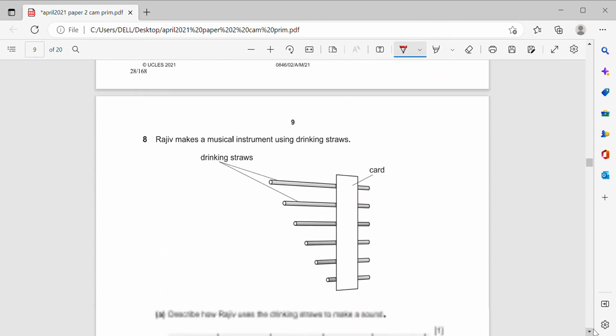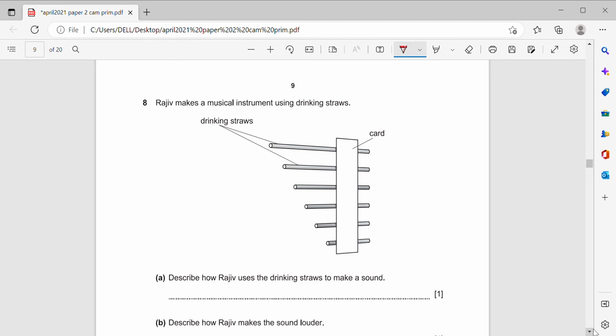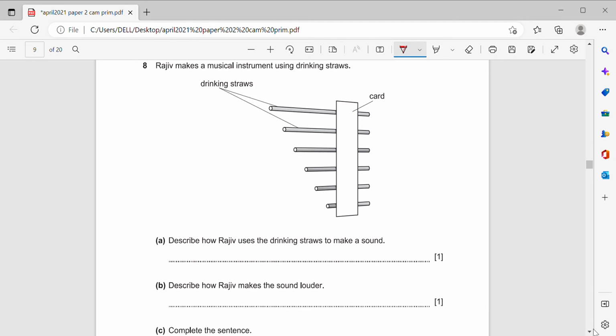Next question. Question 8. Rajiv makes a musical instrument using drinking straws. يبقى Rajiv عامل musical instrument using the drinking straws. These are drinking straws. Okay, and this is a chord. Describe how Rajiv uses the drinking straws to make sound. What can we do with the drinking straw to produce sound?